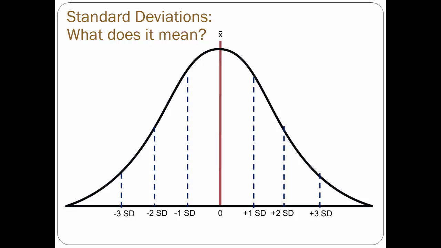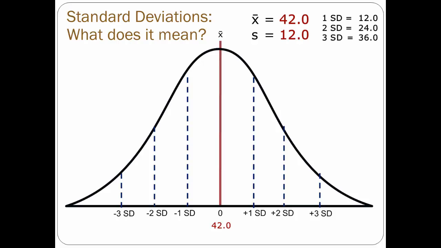Let's see how this works. Assume we have a mean of 42 and a standard deviation calculated at 12. The mean, of course, goes right here in the very center of the distribution curve. Now we have to do a little bit of addition and subtraction. If one standard deviation is 12, then two standard deviations would be twice that, 12 times 2, or 24. And three standard deviations would be 3 times 12, or 36.